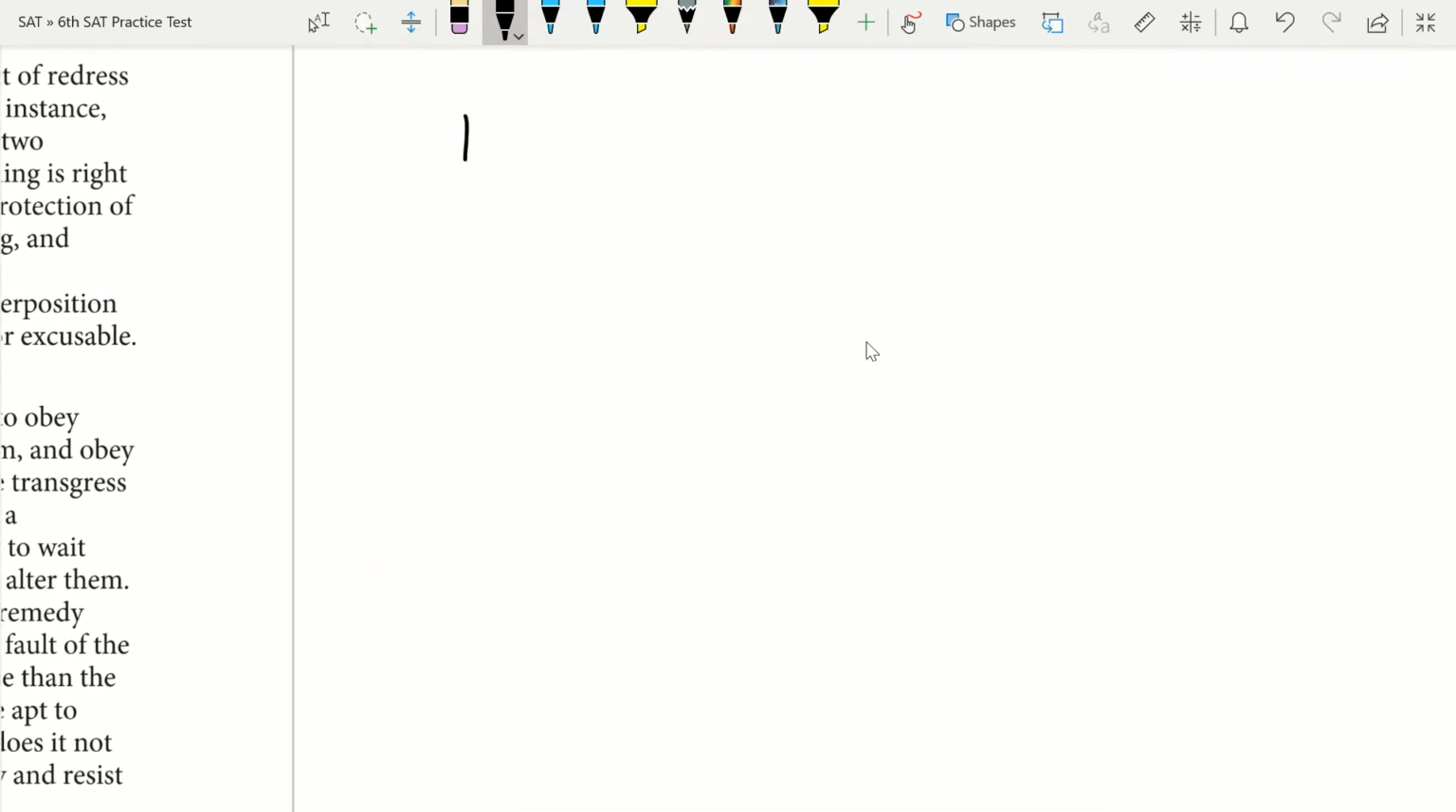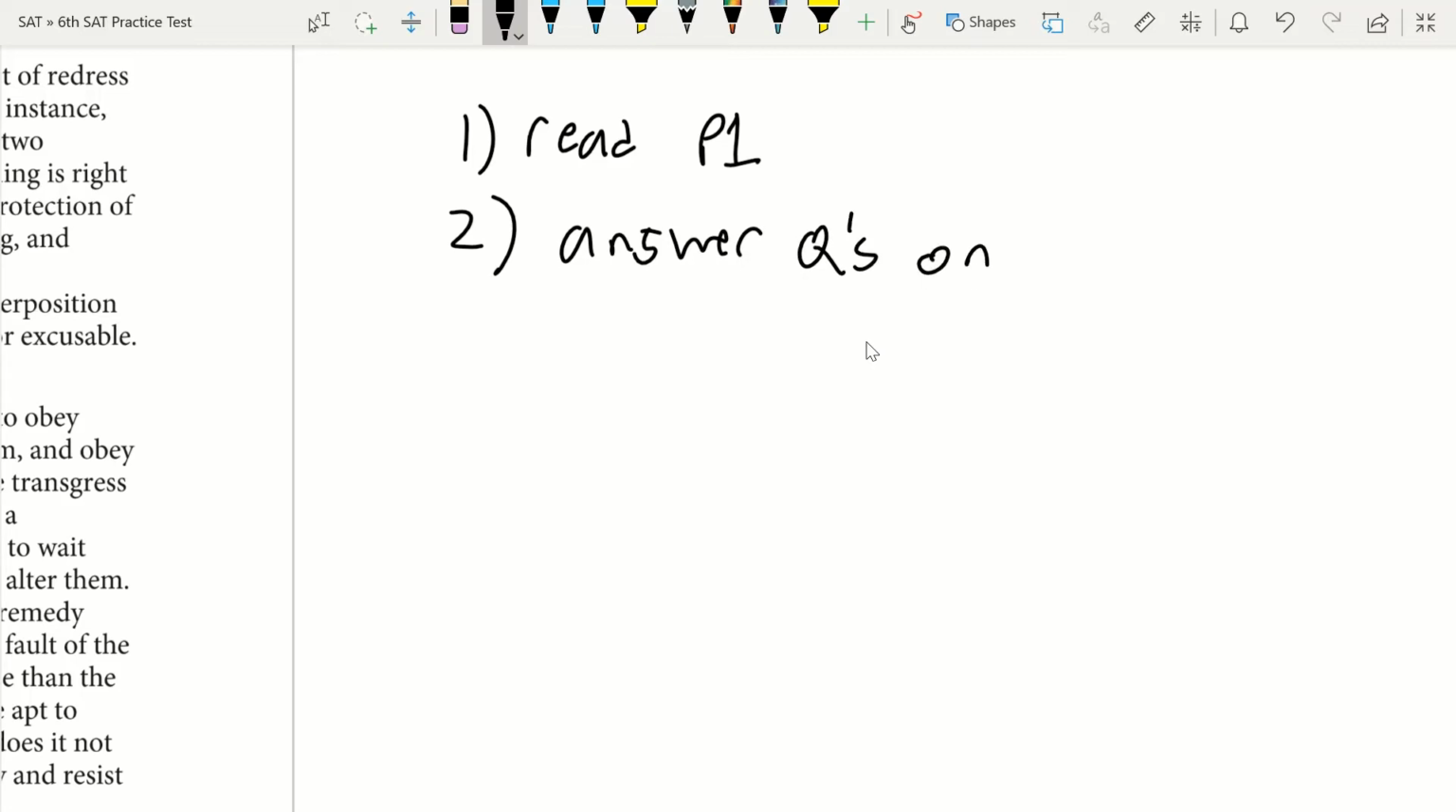All right, so the first thing I'm going to do is read passage 1. I do it just like my normal read through, just I highlight a little bit different things, right? So I'll tell you what to underline. It's going to be a little bit different with two passage sections. Second thing I'm going to do, I'm going to answer the questions on passage 1, so questions that are particular to passage 1 only. All right, then after that, what am I going to do? I'm going to read passage 2.